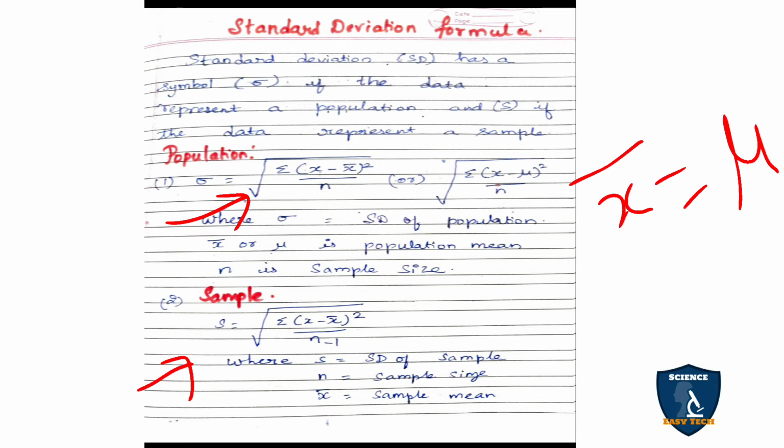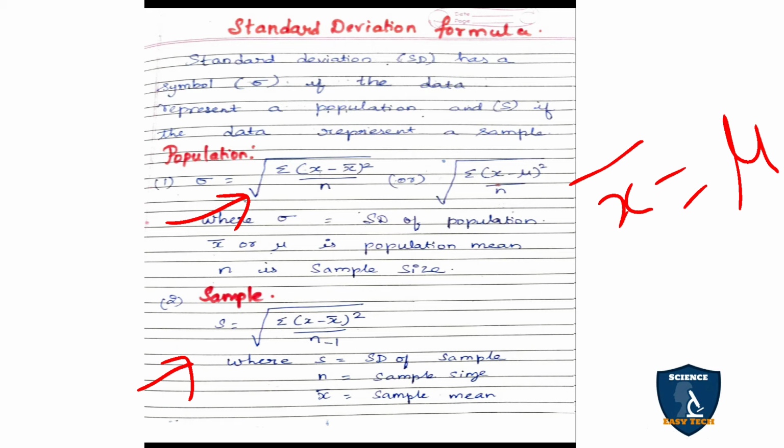So that time they will be giving, find the standard deviation of the given sample. If they are asking, use the second formula. Suppose if they are asking, find the standard deviation of the given population data, in such cases use the first formula. For the given sample, small s is equal to square root of summation of x minus x bar whole square divided by n minus 1.